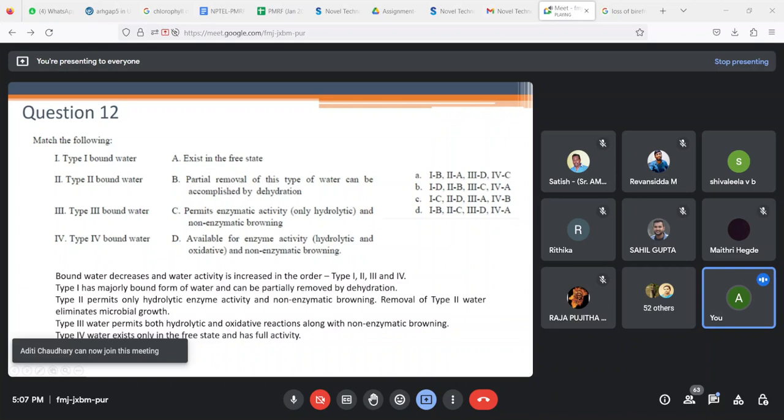And type 4 water is the one that is not at all bound, it exists in a free state. So 1 corresponds to B, 2 corresponds to C, 3 corresponds to D, and 4 corresponds to A. So the answer to this question is option D. So there are different kinds of bound water. This is also explained well in, I think, lecture 4. If you have any doubt, you can post it in the group chat. I'll explain it again.